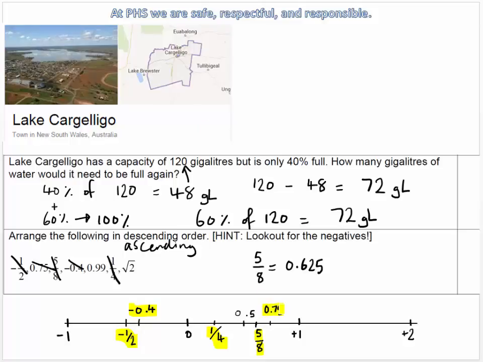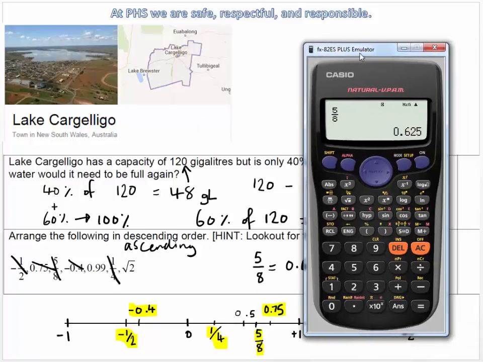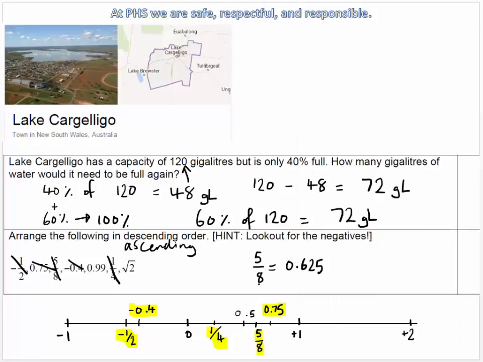Now, the calculator works both ways, okay? If you say we had to answer as a fraction for all of these, we could put 0.75 in, press equals, and your calculator will change that to a fraction for you. 0.75 is on there. 0.99 is going to be just before 1. Okay, so there's my next one. And my last one is the square root of 2.